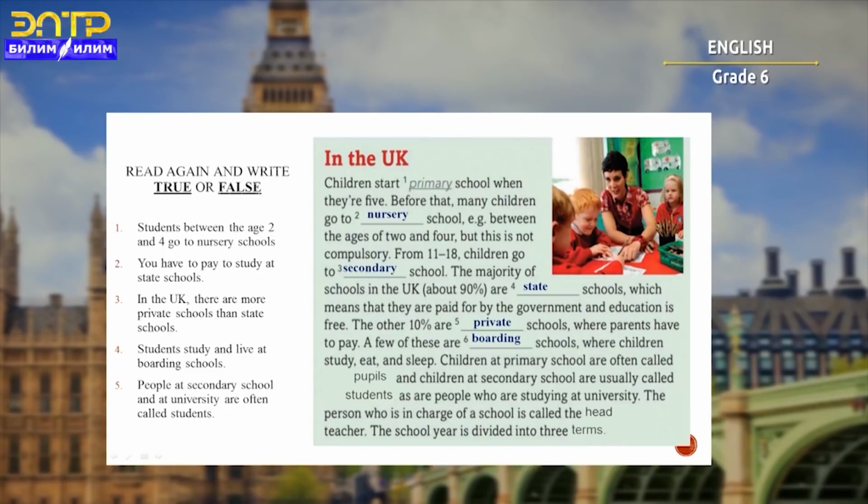Look at the second sentence. Before that, many children go to nursery school, for example, between the ages of 2 and 4, but this is not compulsory. So, is it correct? Yes, it is true. Now, please try to do sentences number 2, 3, 4, and 5 yourselves.